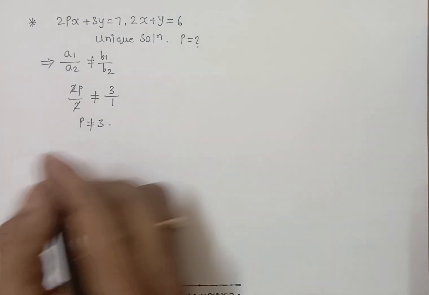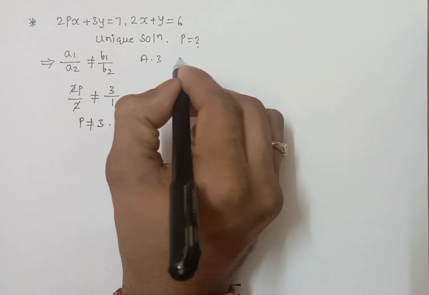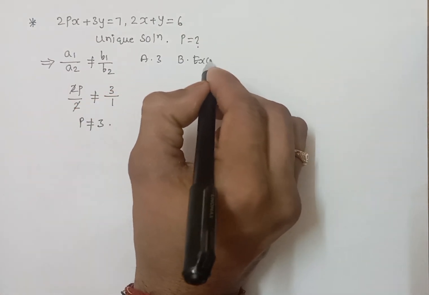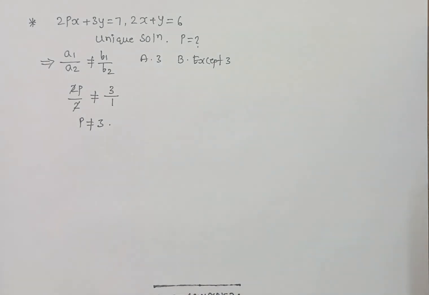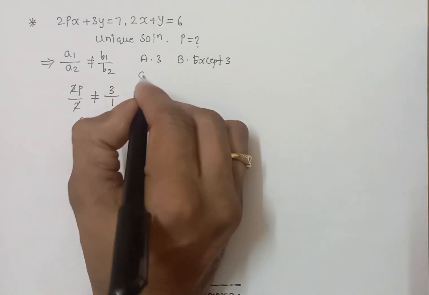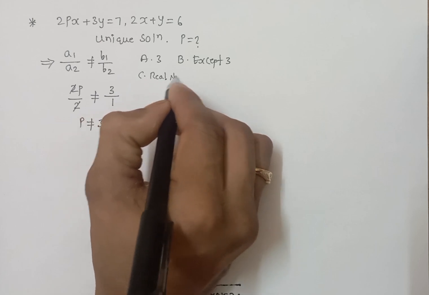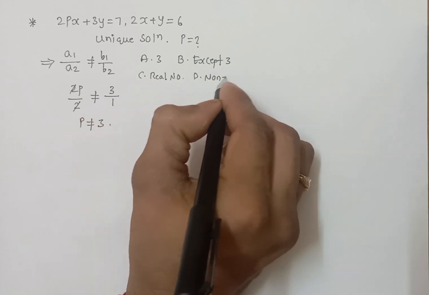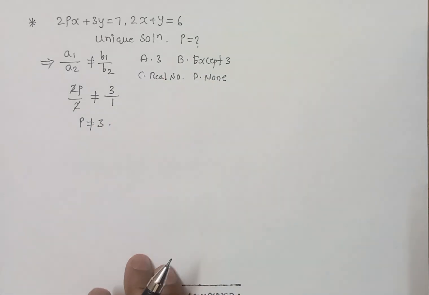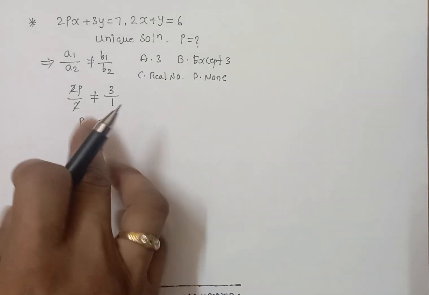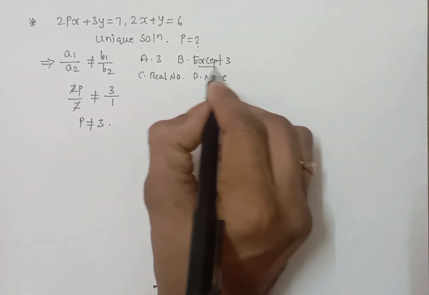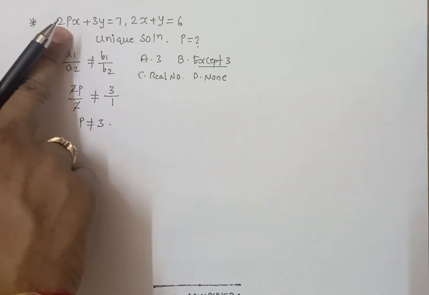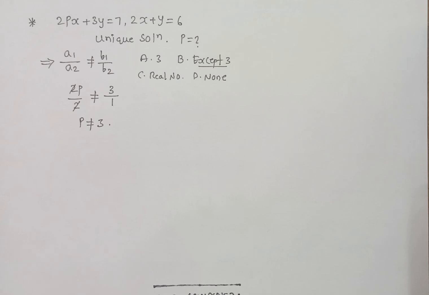Be careful here in the solution. Whenever you see the options, 3 will be there, and "except 3" will be there. Except 3, all real numbers, C is all real numbers, and D is none. So in a hurry we may pick 3 as the right answer. Don't do that. p not equal to 3 means except 3. Other than 3, every number is suitable for the value of p to have a unique solution. They will be intersecting lines if you plot the graph.